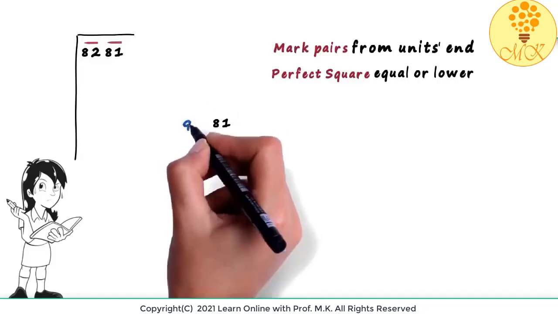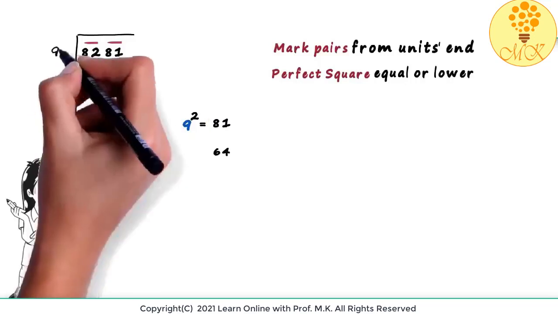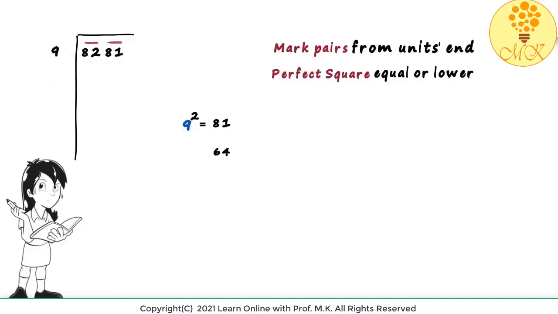We know that 9 squared equals 81. We just found out the most crucial number. It's the number 9. 9 is basically the square root of the closest perfect square. We write the number 9 here to the left of the number. This was actually the most important step of the long division process, to find the first number. The next step is one of the easiest steps, but it's a step where most of the students get confused.